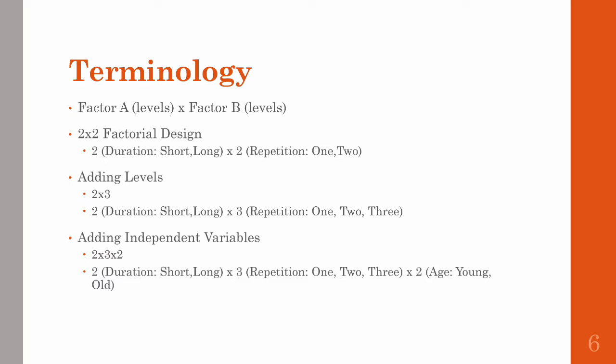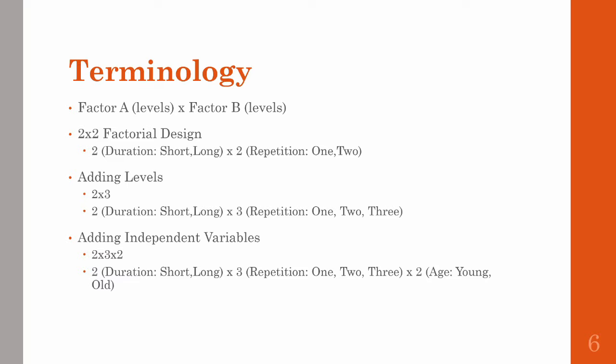We can add different levels to our experiments, and that would change the description of it. So instead of presenting items only once or twice, we could add a 3rd level, repeating it once, twice, or 3 times. Now, in this case, we still have 2 factors, but the second factor now has 3 levels, not 2. And our description of this would change. It would now be a 2 by 3 factorial design.